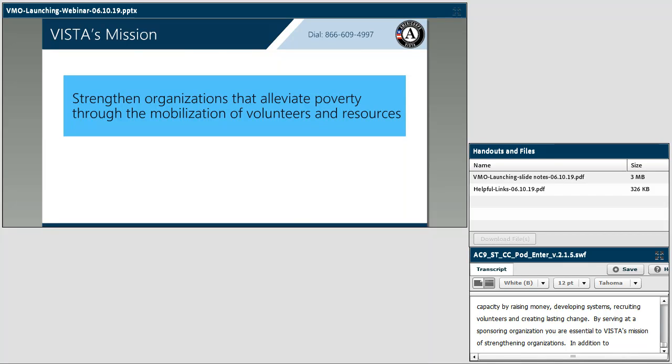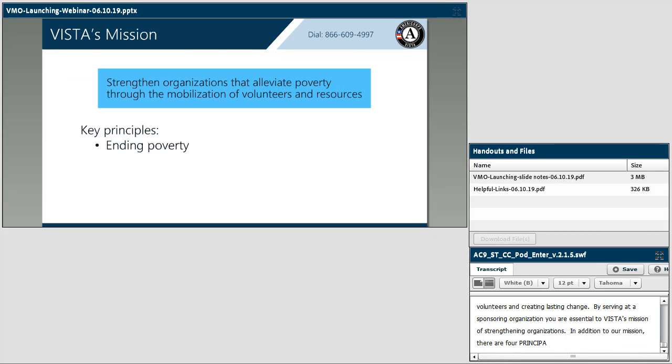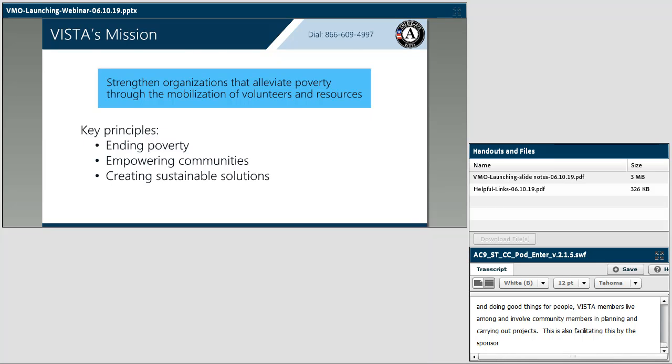And in addition to our mission, there are 4 principles that underpin the program. So the first is ending poverty. Every VISTA project and every VISTA member aims to end or alleviate poverty, one person, one family, or one block at a time. The second is empowering communities. In contrast to parachuting in and doing good things for people, VISTA members live among and involve community members in planning and carrying out the project. This is often facilitated by your sponsor, but strengthening and improving the community is our long-term goal through learning about values and beliefs and applying good community development principles.